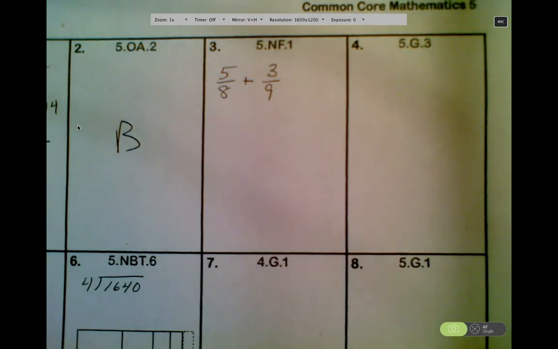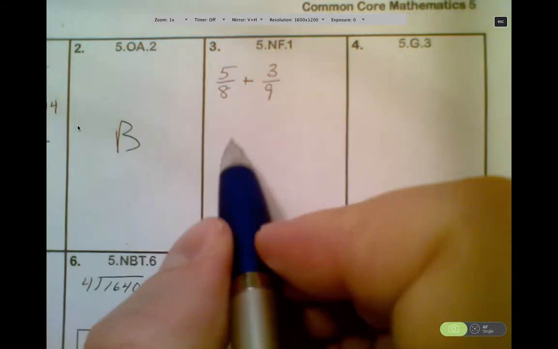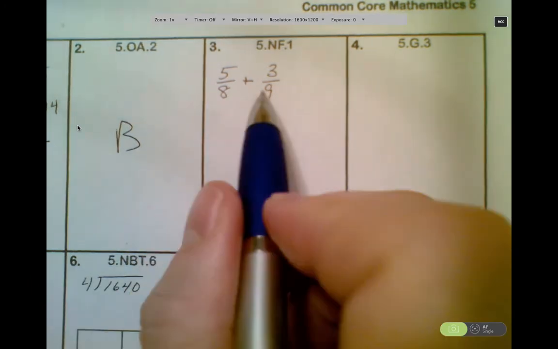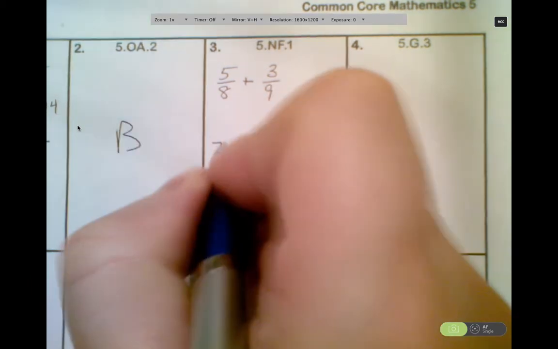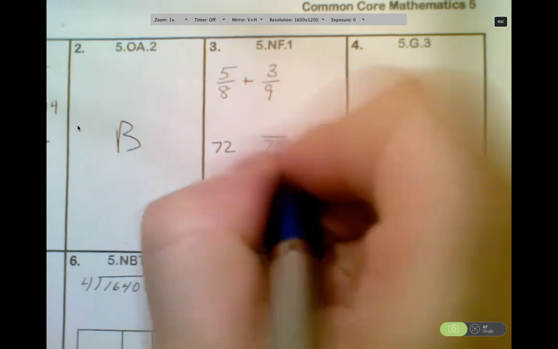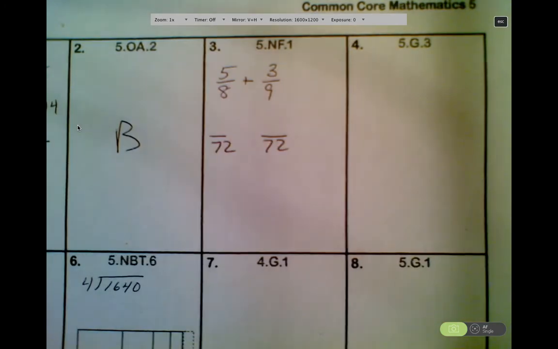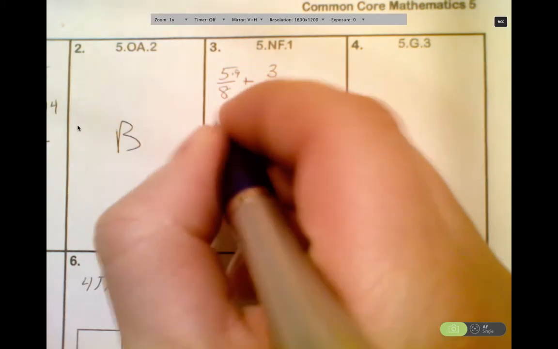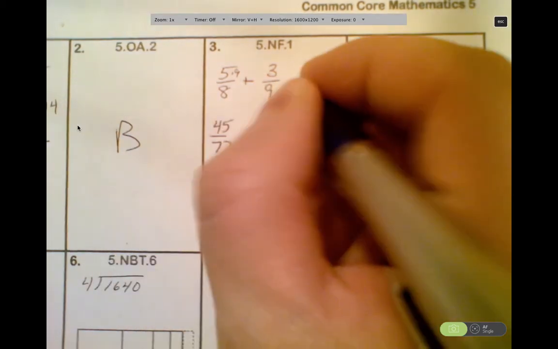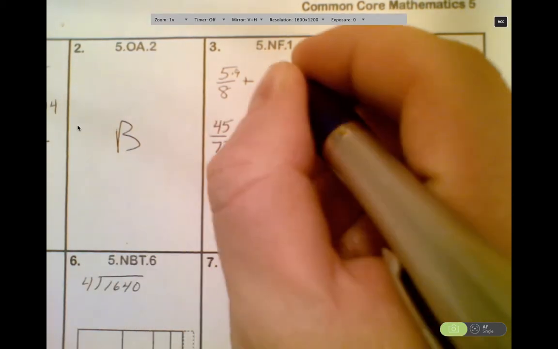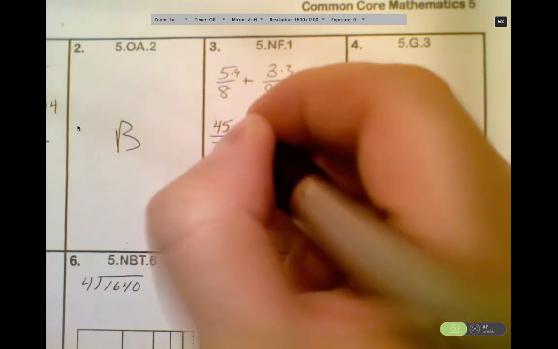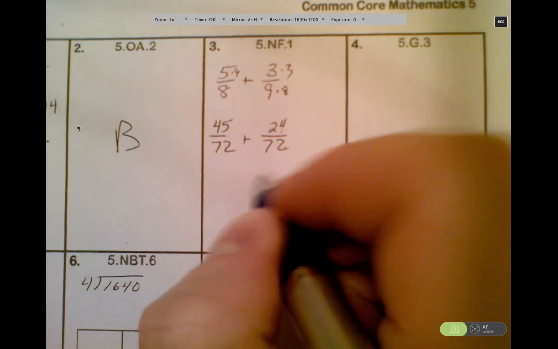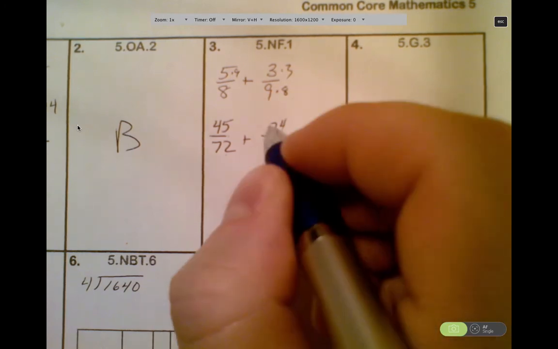Number 3, 5/8 plus 3/9. I can't add these unless I have a common denominator. I'm going to find my least common multiple for 8 and 9, and that's 72. I have to make equivalent fractions. 8 times 9 is 72. 9 times 5 is 45. 9 times 8 is 72. 3 times 8 is 24. Can add those two together. 4 and 5 is 9. And 2 and 4 is 6.